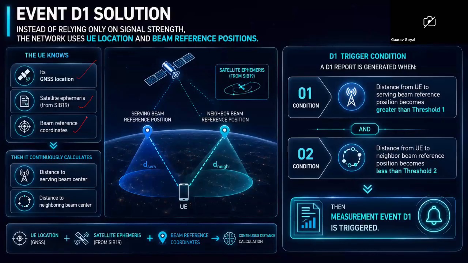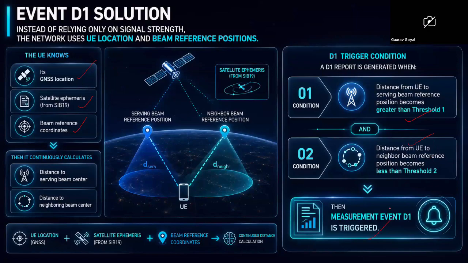Then it continuously calculates the distance from the UE to the serving beam. This is called threshold 1. Then it calculates the distance from the UE to the neighbor beam reference, which is threshold 2, right? If threshold 1 and threshold 2 are satisfied, then D1 is triggered.